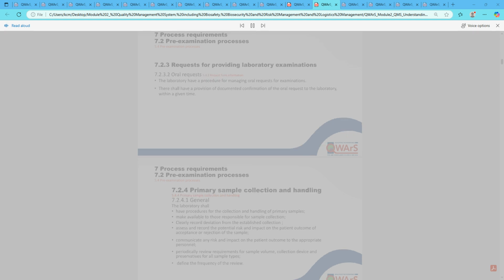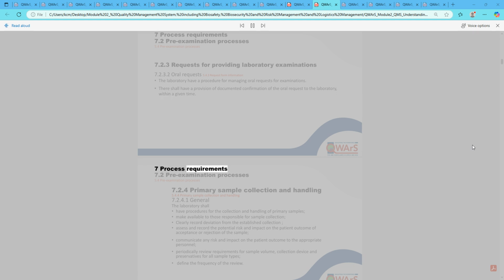7 Process Requirements, 7.2 Pre-examination Processes, 5.4 Pre-examination Processes. 7.2.3.2 Oral Requests, 5.4.3 Request Form Information. The laboratory shall have a procedure for managing oral requests for examinations. There shall be a provision of documented confirmation of the oral request to the laboratory within a given time.